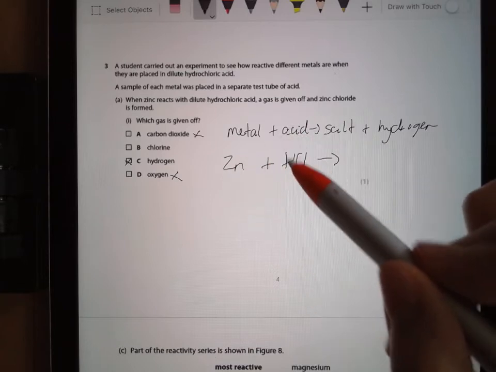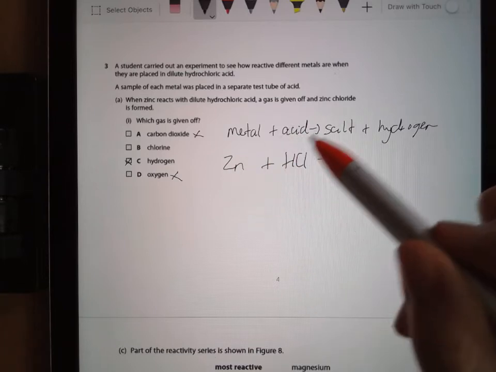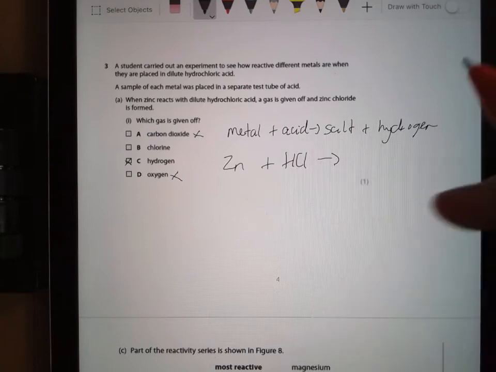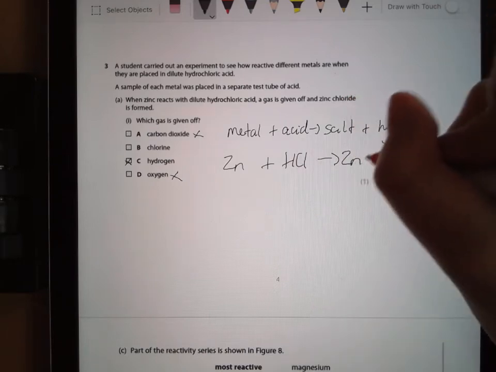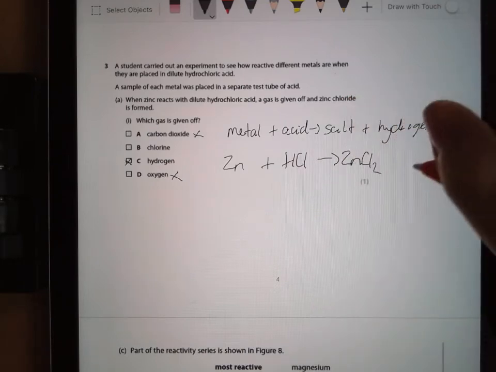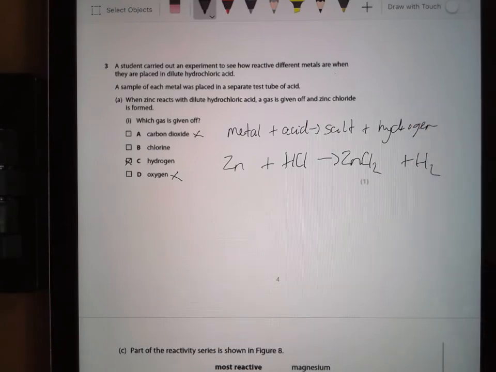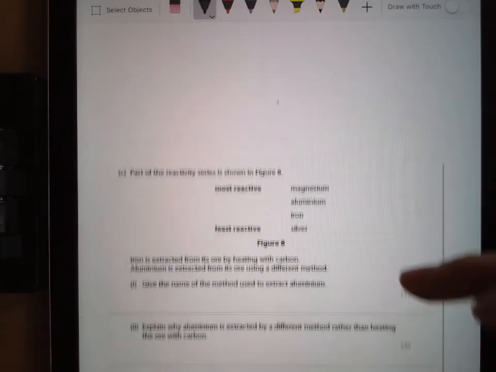Chlorine and hydrogen you do have on the left-hand side. But what happens when you form the salts, the metal, zinc, is going to pair up with the chlorine and you're going to get zinc chloride, and then you're just left with hydrogen gas. So hydrogen is going to be your answer.